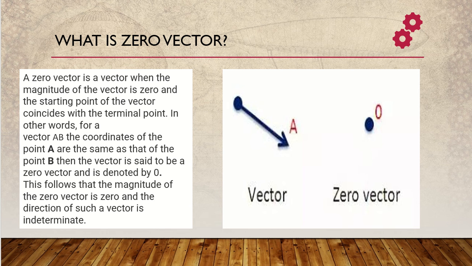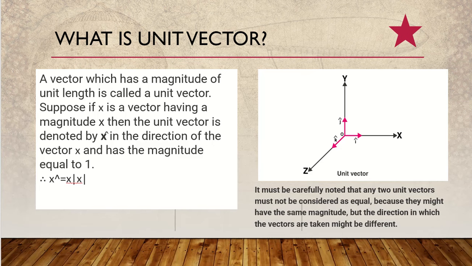And the zero vector does not have any particular direction, and the direction of such a vector cannot be determined. Such a vector is known as a zero vector. Hence, a zero vector means a vector quantity which has zero magnitude and no particular direction. This is the definition of zero vector. Now let us move to the next vector, that is the unit vector.